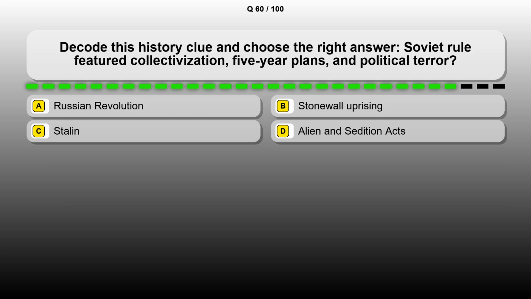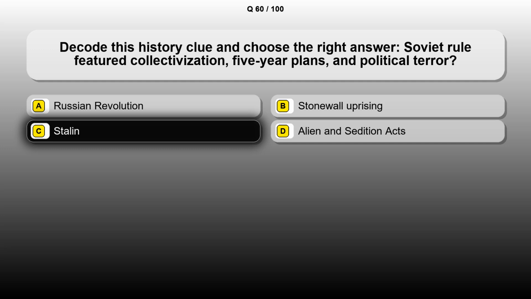Question 60. Decode this history clue and choose the right answer. Soviet rule featured collectivization, five-year plans and political terror? Option A, Russian Revolution. Option B, Stonewall Uprising. Option C, Stalin. Option D, Alien and Sedition Acts.